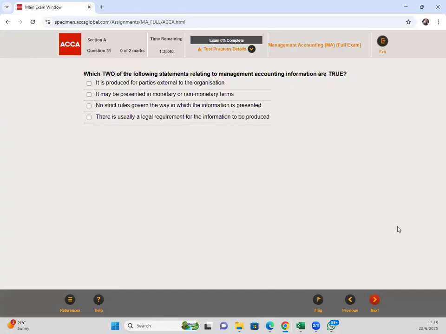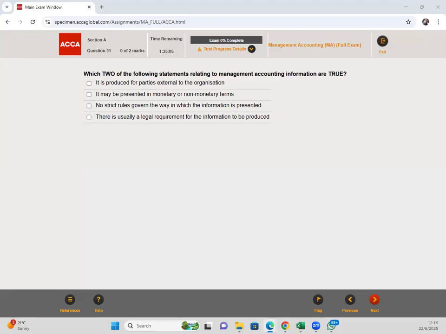Which two of the following statements relating to management accounting information is true? So remember, we have financial accounting information and management accounting information. Take note of the differences. Management accounting is more about telling us the future of the business, using what has already happened to prepare our next move. But financial accounting is telling us the past, how we have performed.